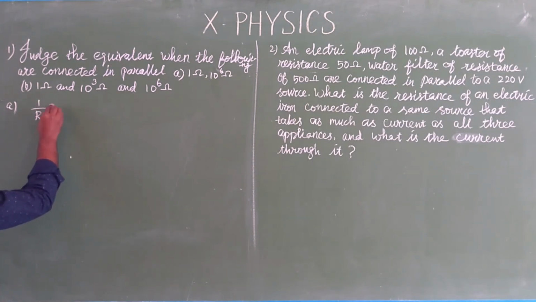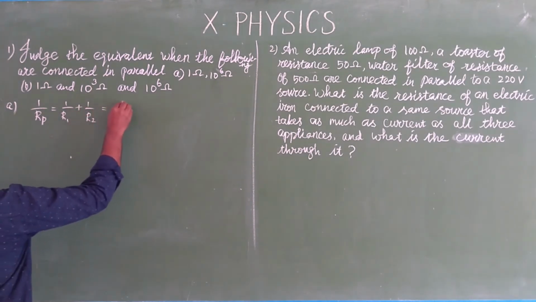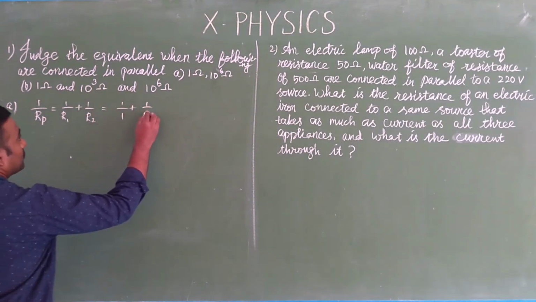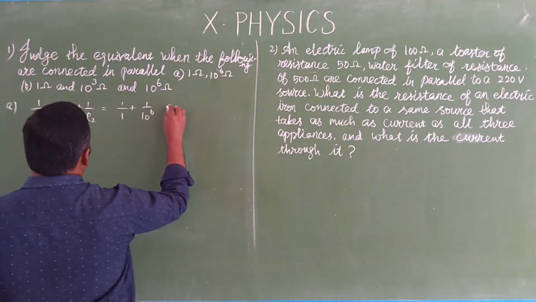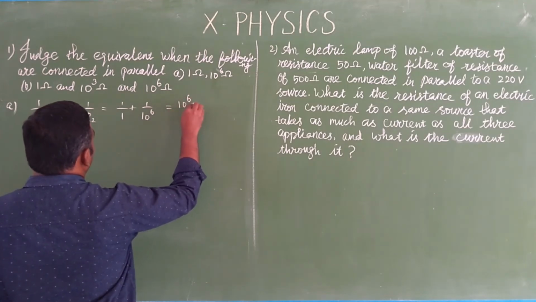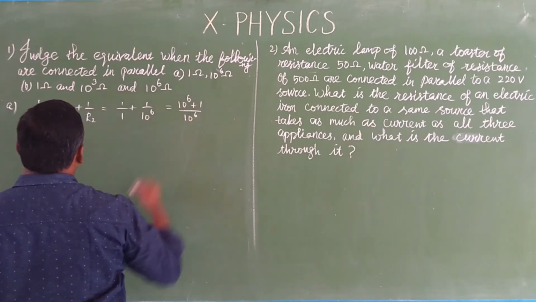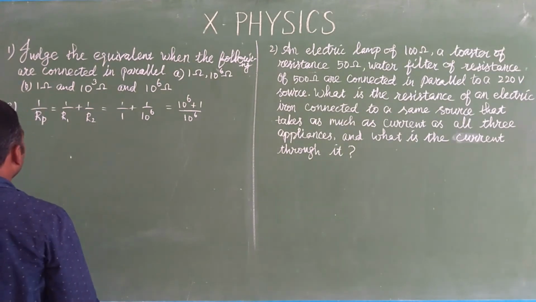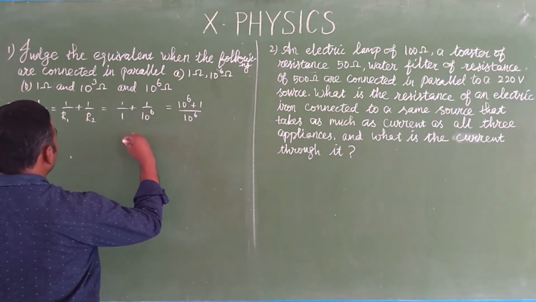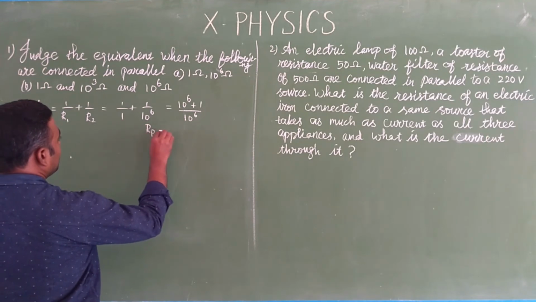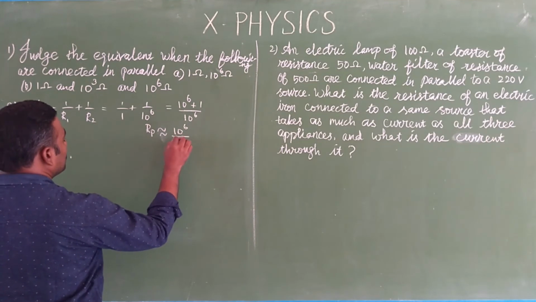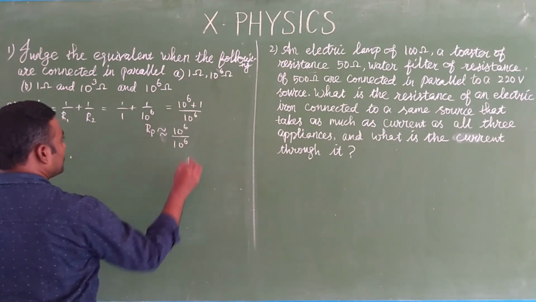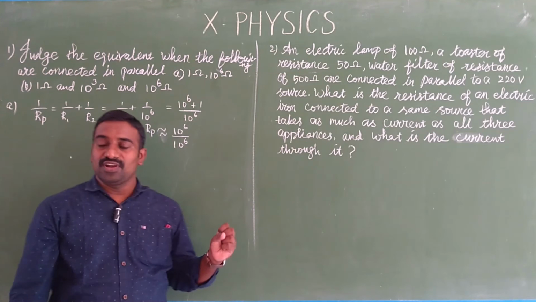So 1 by Rp is equal to 1 by R1 plus 1 by R2, which is equal to 1 by 1 ohm plus 1 by 10 to the power 6, which is also equal to (10 to the power 6 plus 1) divided by 10 to the power 6. Okay. So by taking the reciprocal, Rp is approximately equal to 10 to the power 6 divided by this denominator. So 10 to the power 6 means 1 followed by 6 zeros.